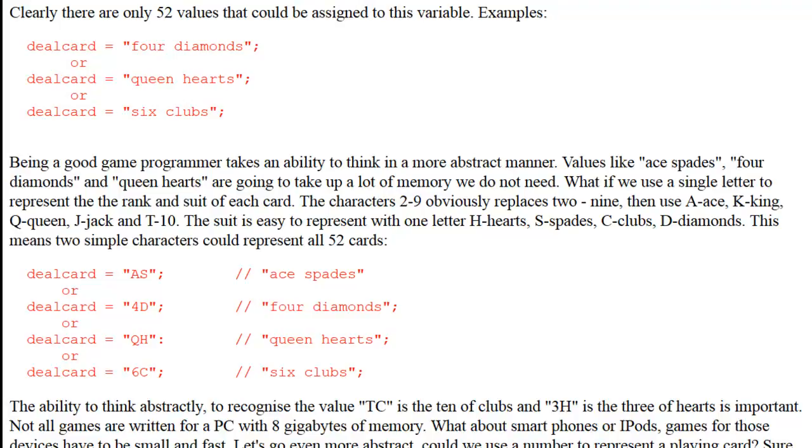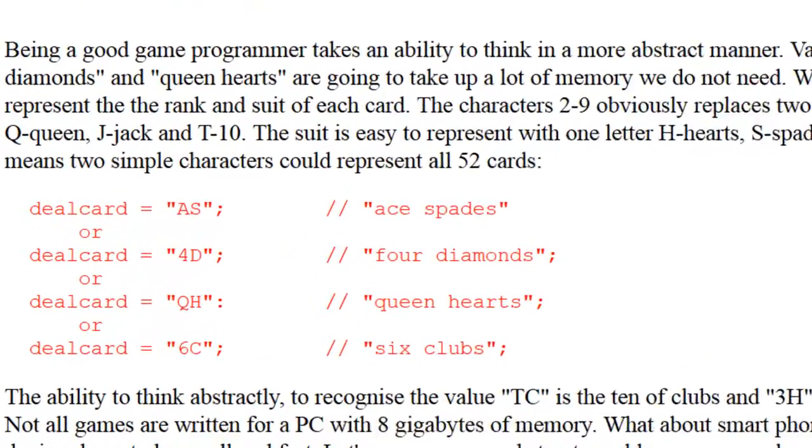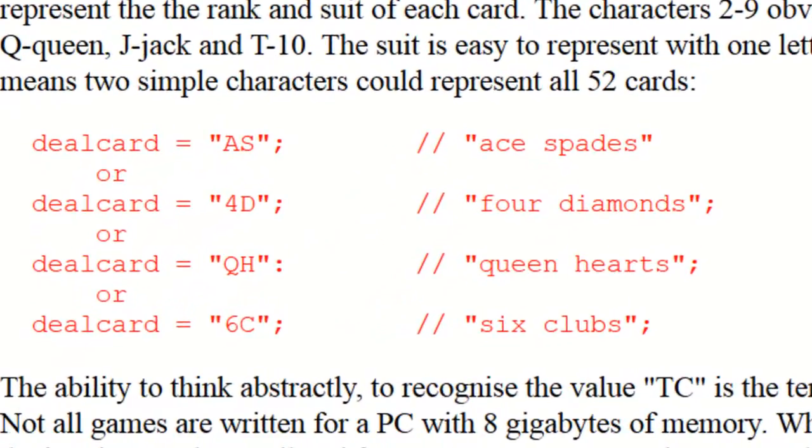H for hearts, S for spades, C for clubs, D for diamonds. This means that 2 simple characters could represent all 52 cards. As in deal card equals AS, or ace of spades. Deal card equals 4D, 4 diamonds. Deal card equals QH, queen of hearts. Deal card equals 6C, 6 of clubs.